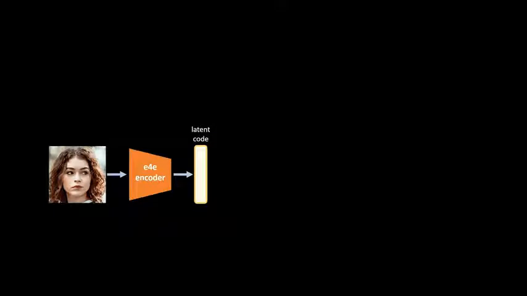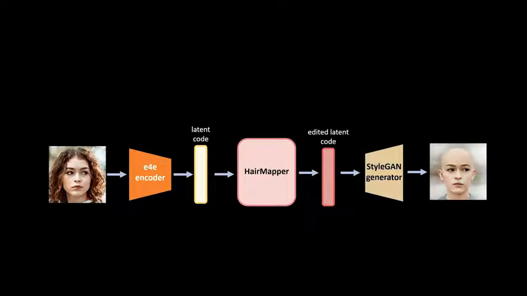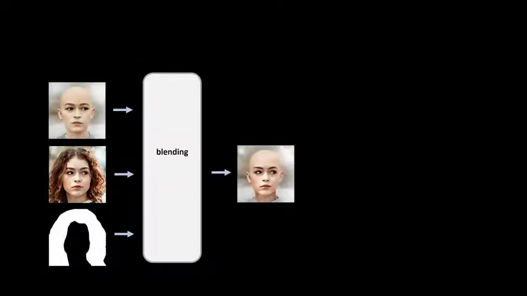Now we introduce our proposed methodology. Given a real portrait, we first embed it into the latent space using the e4e StyleGAN encoder. Then we feed the latent code to our proposed HairMapper. We input the edited latent code to the StyleGAN generator and get a no-hair portrait. After that, we utilize a blending method to achieve the final result. The result's hair is removed while preserving facial identity.